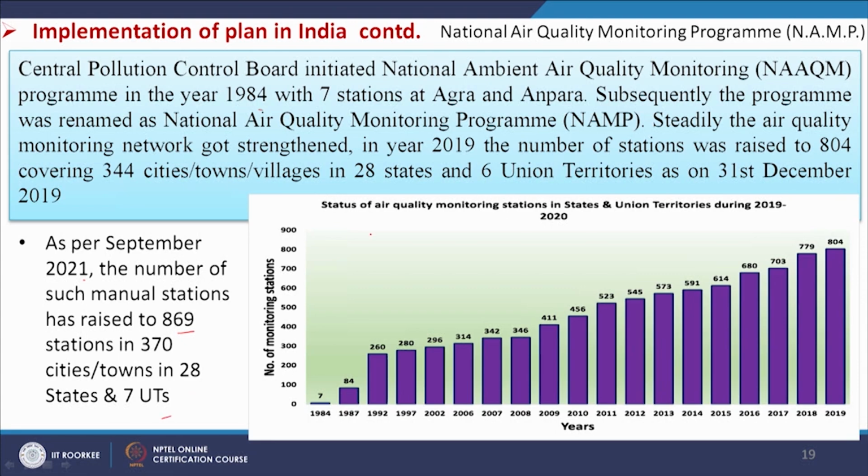So, this figure shows the status of air quality monitoring stations in states and union territories during 2009 and 2020. You see the number of monitoring stations is increasing gradually, and all these stations are manually operated. Some continuous stations are also there, which we will discuss in the next slides.